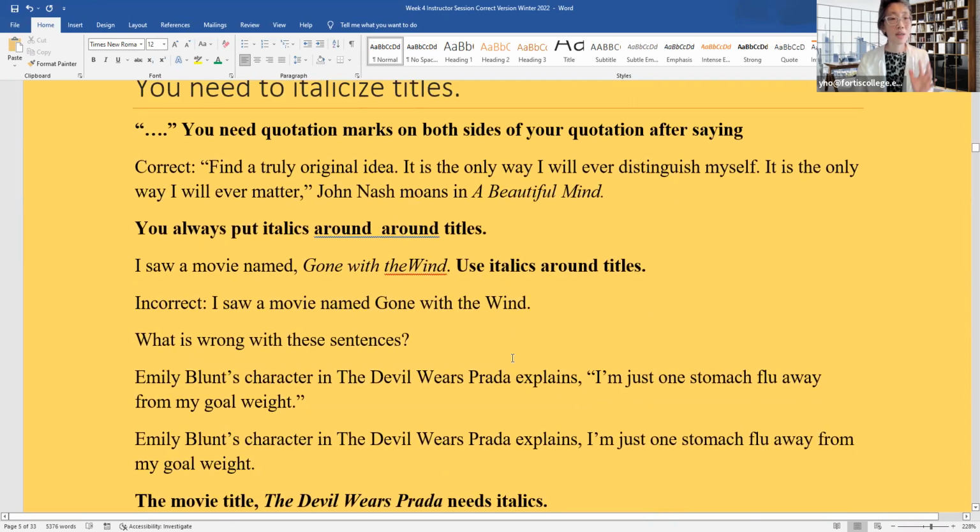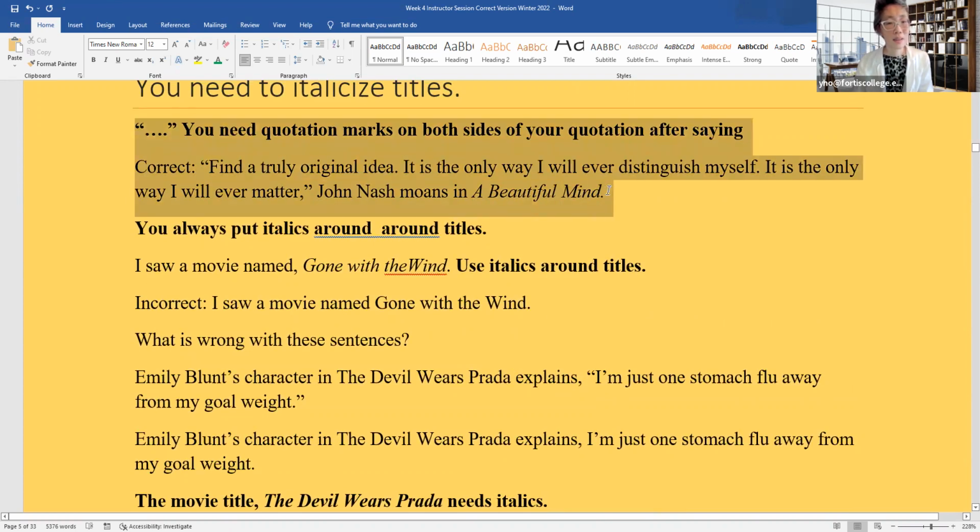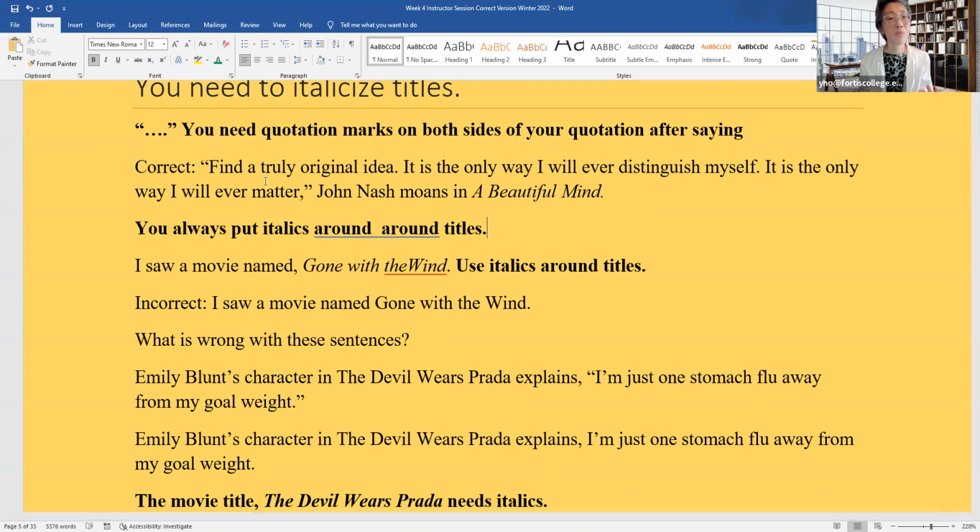Oh, here's another, and this needs to be, okay, you need quotation marks and you need italics. So this is the correct sentence. Find a truly original idea. It is the only way I will ever distinguish myself. It is the only way I will ever matter. John Nash moans in A Beautiful Mind. Is this a correct or incorrect sentence? That's how they would ask it in the quiz.